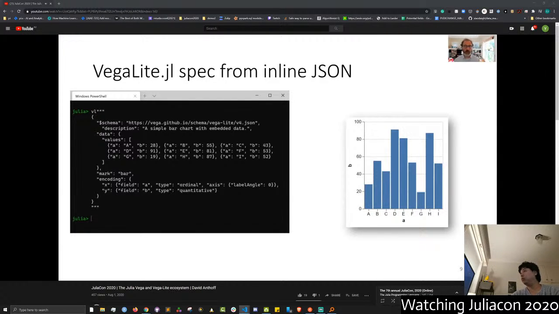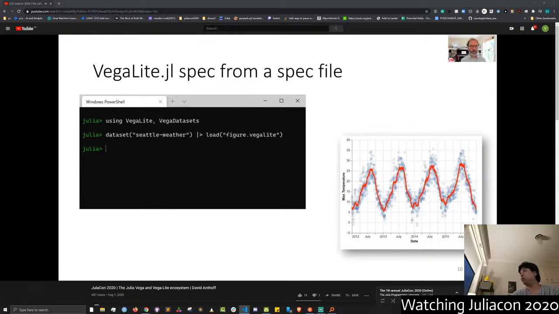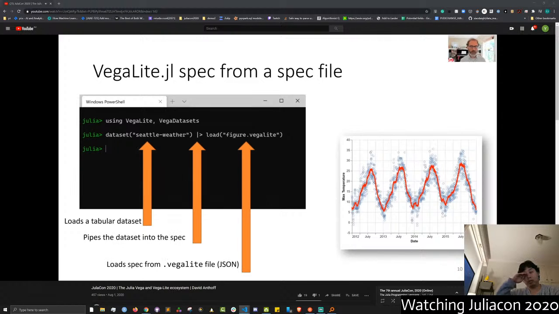That is sometimes handy if you want to copy an example from a JavaScript web page. Finally, you can load specifications from disk because you can save them as files. So here, for example, I'm loading a tabular data set. I'm typing it into a specification that I've actually loaded from disk from a JSON file.